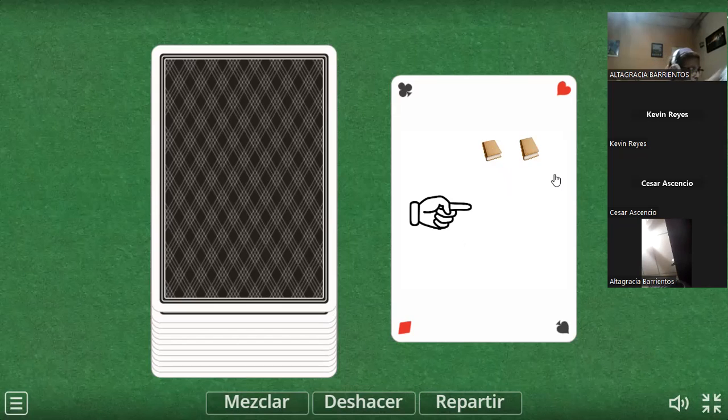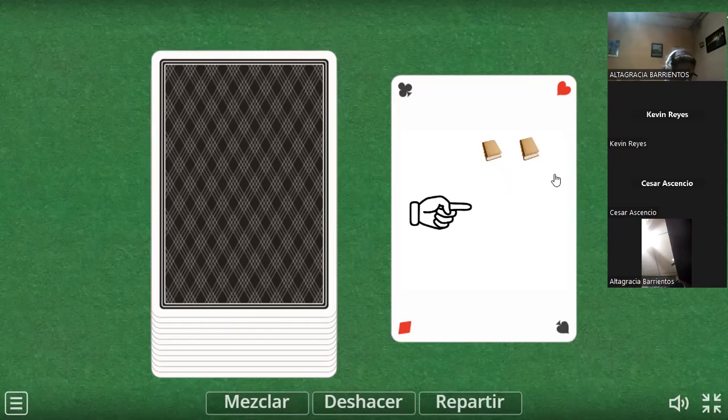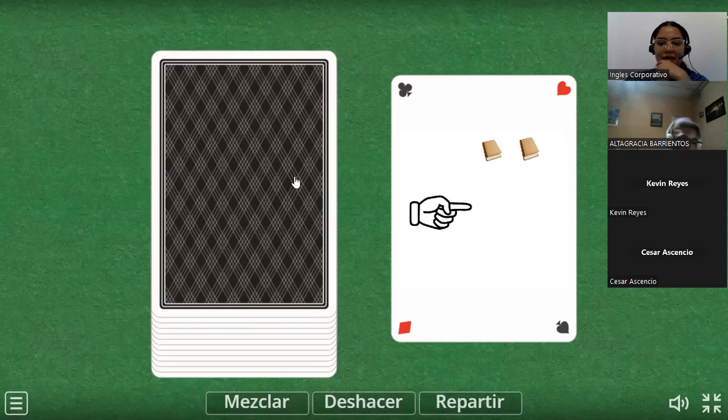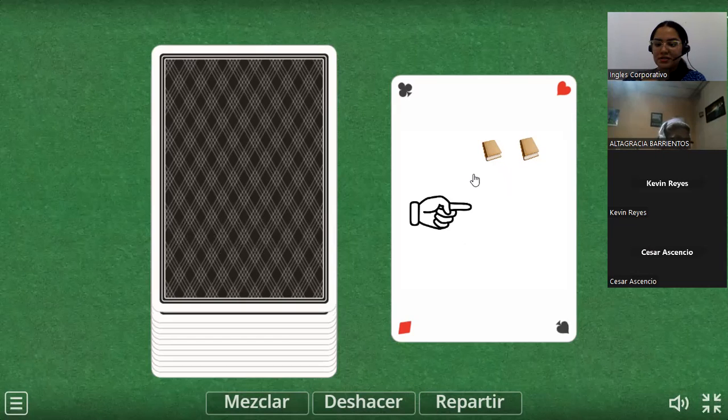Cesar, are you there? Okay, creo que no está allí, Cesar. Okay, Altagracia. ¿Cómo sería? ¿Está lejos? Están lejos, sería plural. Those books, right? No. Those are books. Those are books.